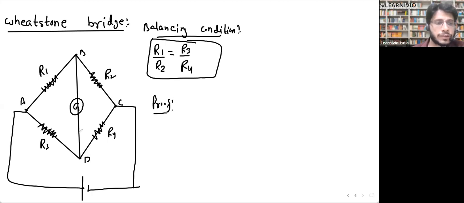So, a very simple derivation. Let's start from this cell. Some current I is coming from this cell. Mariam, is there any division of current at point A? Will current divide at A? Yes, sir. Okay, let's assume some current I1 goes here. Then what's the remaining current here, which will pass through R3? How much current will pass through R3 now? I minus I1. Good.